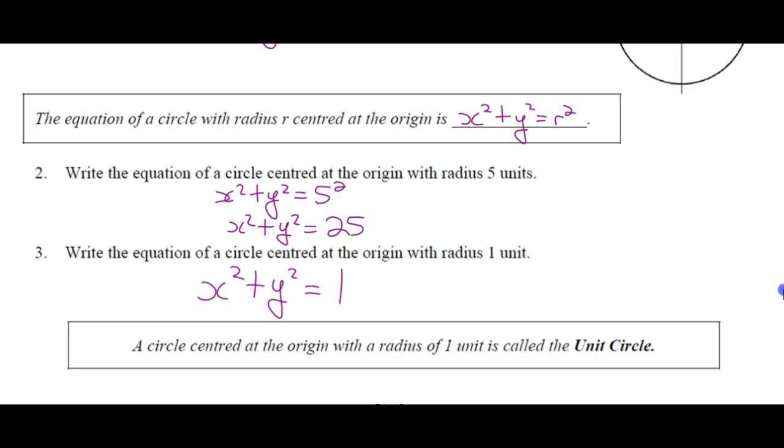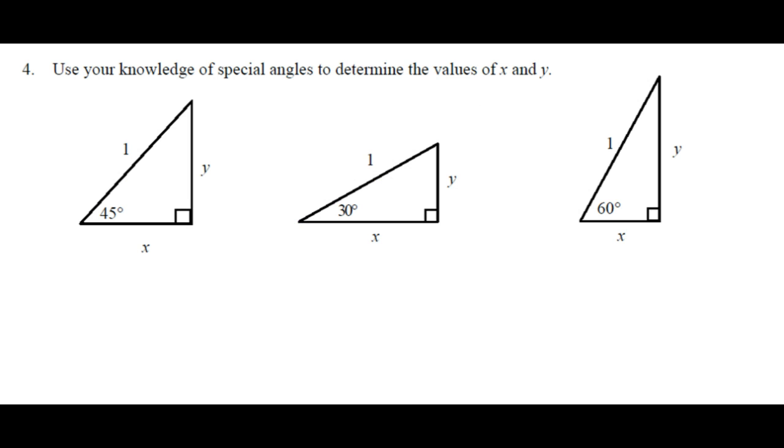A circle centered at the origin with a radius of 1 unit is called the unit circle. Okay, so the important thing about the unit circle is the radius is 1. Why is that important? Well, remember our special triangles here. Use your knowledge of special angles to determine the values of x and y.